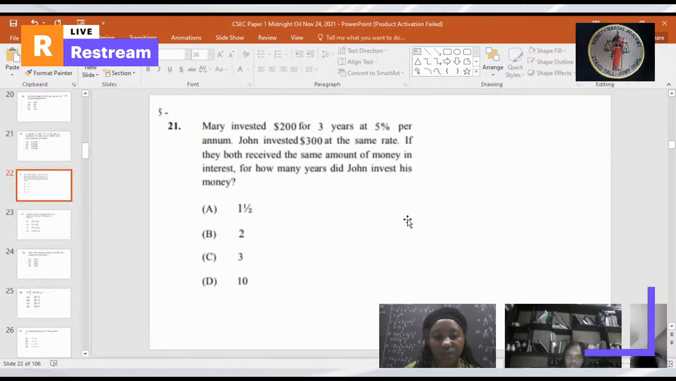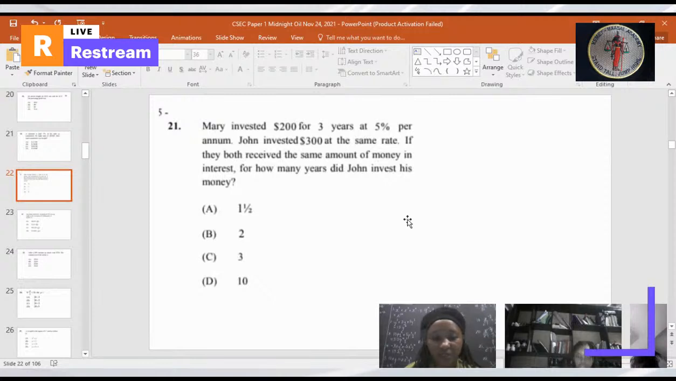So Mary invested $200 for 3 years at 5% per annum. So how would we work out her interest? Miss, it would be principal times rate times time, so 200 times 3 times 5% divided by 100, which would give $30. And they said John got the same interest, $30.